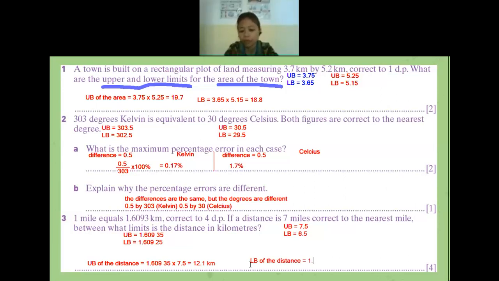So the other one, 1.60925, we multiply by 6.5. How much will it be? Has someone already done it? Okay, is it 10.5, or is there anyone who disagrees with this answer?